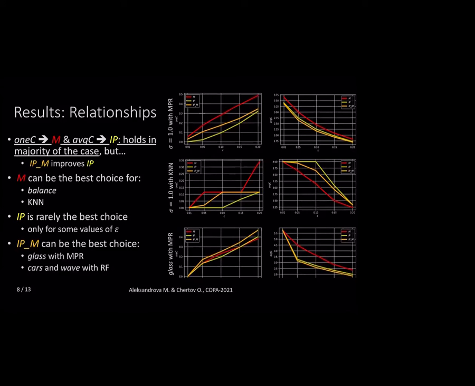Finally, in some cases, our proposed approach, IPM, resulted in the best nonconformal classifiers in terms of both metrics, as presented on these images. So we have IPM presented with the orange line, resulting in the highest values of 1C and in the lowest values of average C. And this was observed for the glass data set with the multi-layer perceptron classifier and with the cars and wave data sets with random forests.